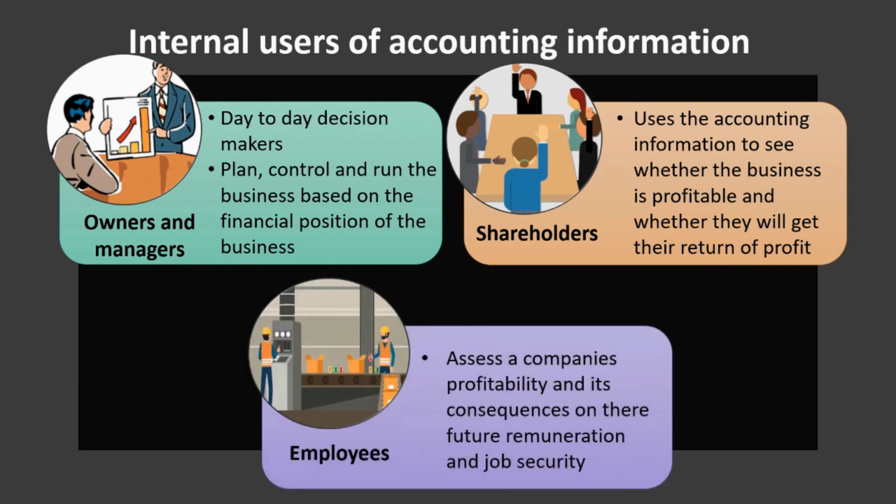Next is employees. They assess the company's profitability and its consequences on their future remuneration and job security. So the employees are very much concerned about the accounting information. If the business is continuously getting a loss, there are possibilities that they will no longer have their jobs. So there's no job security in a business where they are working if it is earning a loss. But if it is making a profit, they have chances of an increase in their pay, or they might get a bonus. So they are also very much interested in the accounting information here. These three parties are internal users because they are connected to the business. They work within the firm.